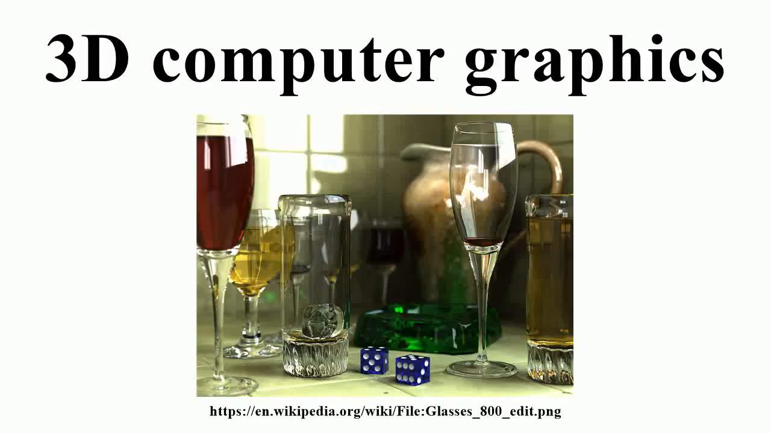3D computer graphics are graphics that use a three-dimensional representation of geometric data that is stored in the computer for the purposes of performing calculations and rendering 2D images. Such images may be stored for viewing later or displayed in real time. 3D computer graphics rely on many of the same algorithms as 2D computer vector graphics in the wireframe model and 2D computer raster graphics in the final render display.